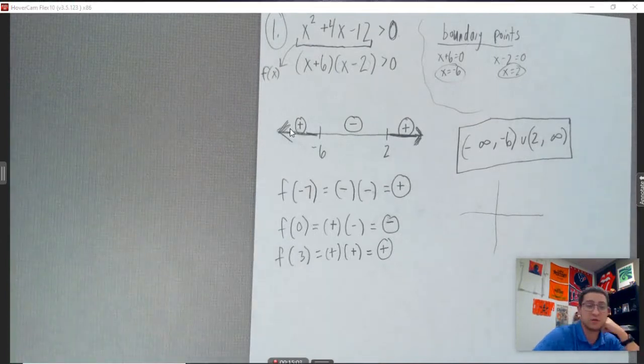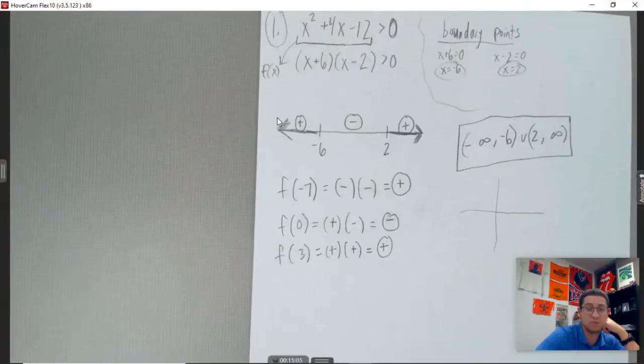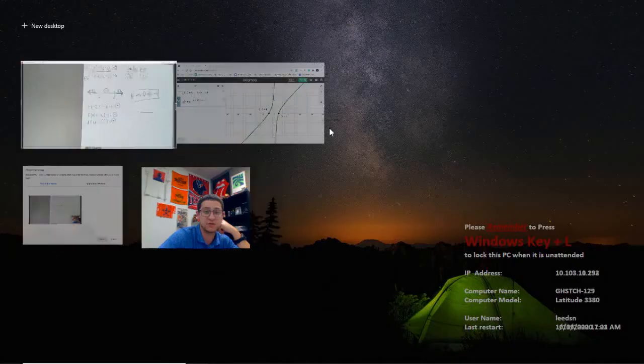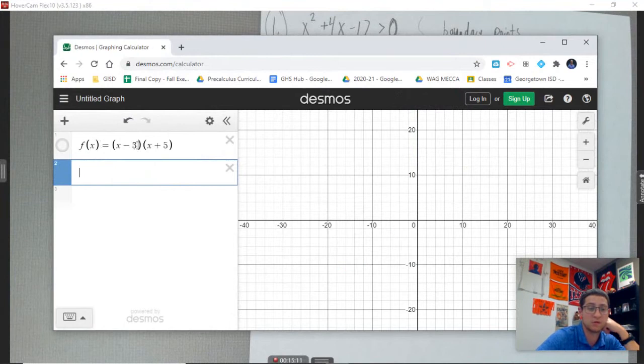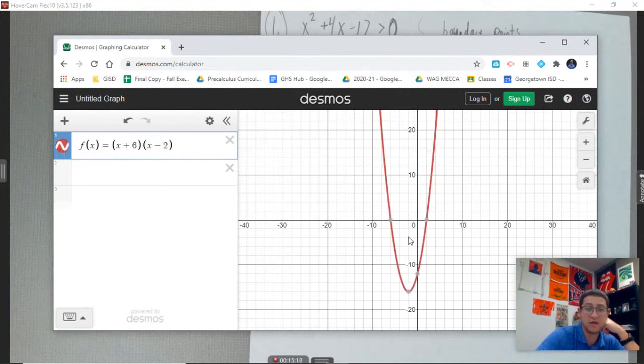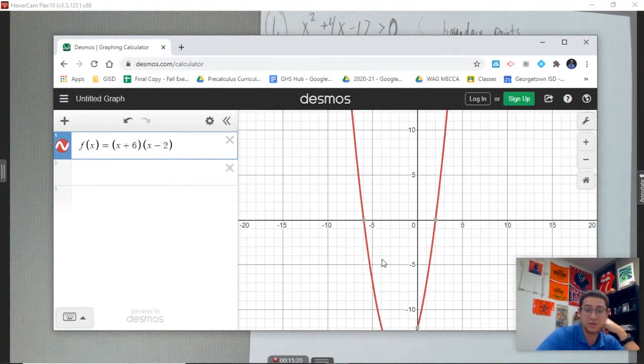let's go ahead and do it on Desmos. I've got Desmos handy. So x plus 6, x minus 2. Okay, and we'll graph it. Okay, and let's zoom in so we can get some of these values.